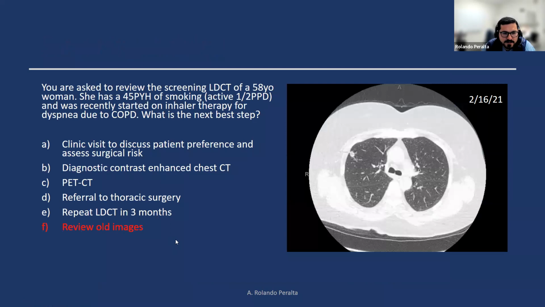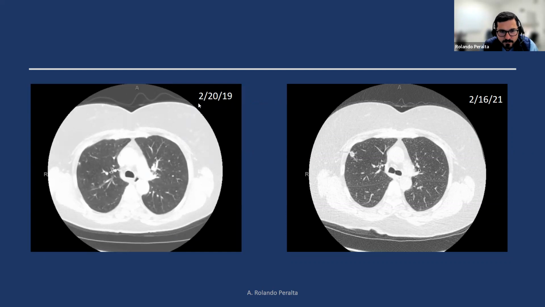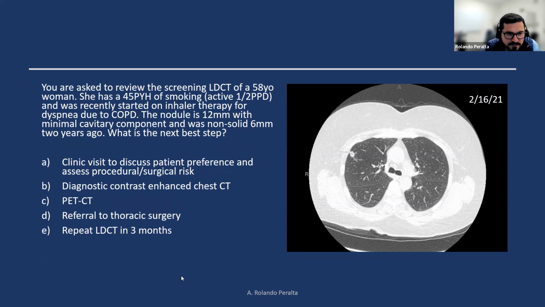But the good answer is review old images, and that's what I did with this patient, okay? I was reviewing this chart, and we got February 2021, and then we got February 2019, and there's a little blip there. Right, so it was there before, and now it's that.